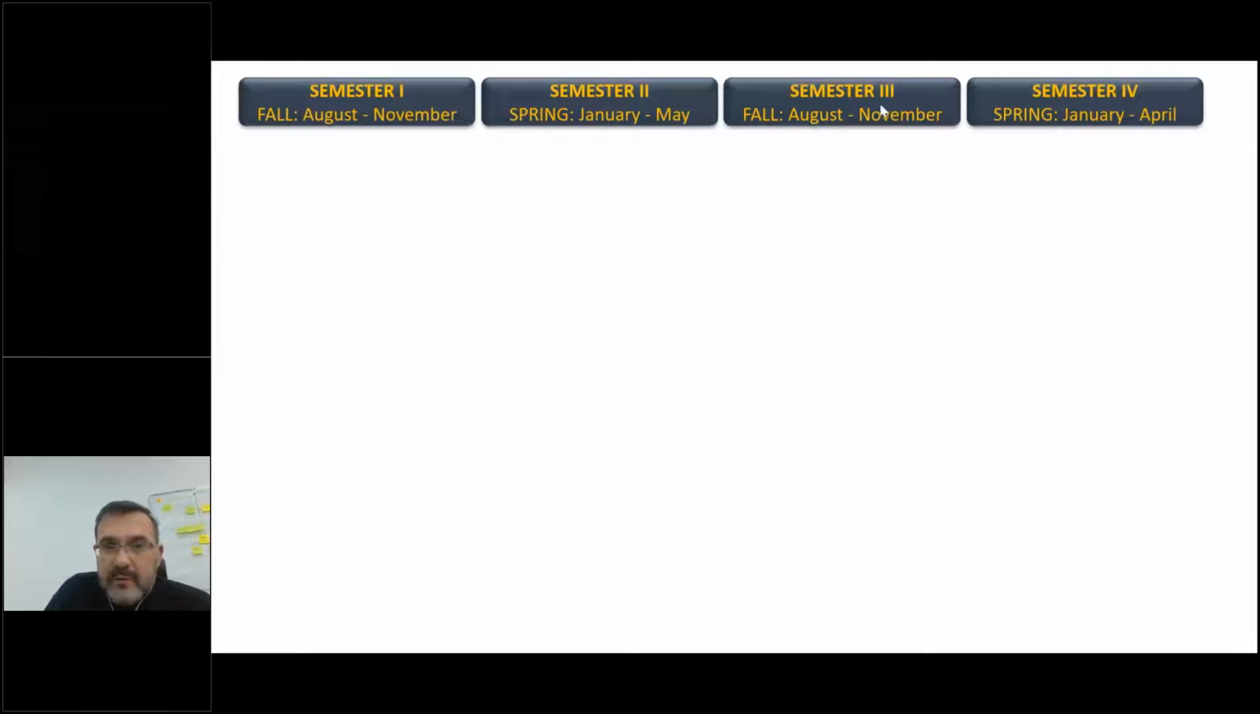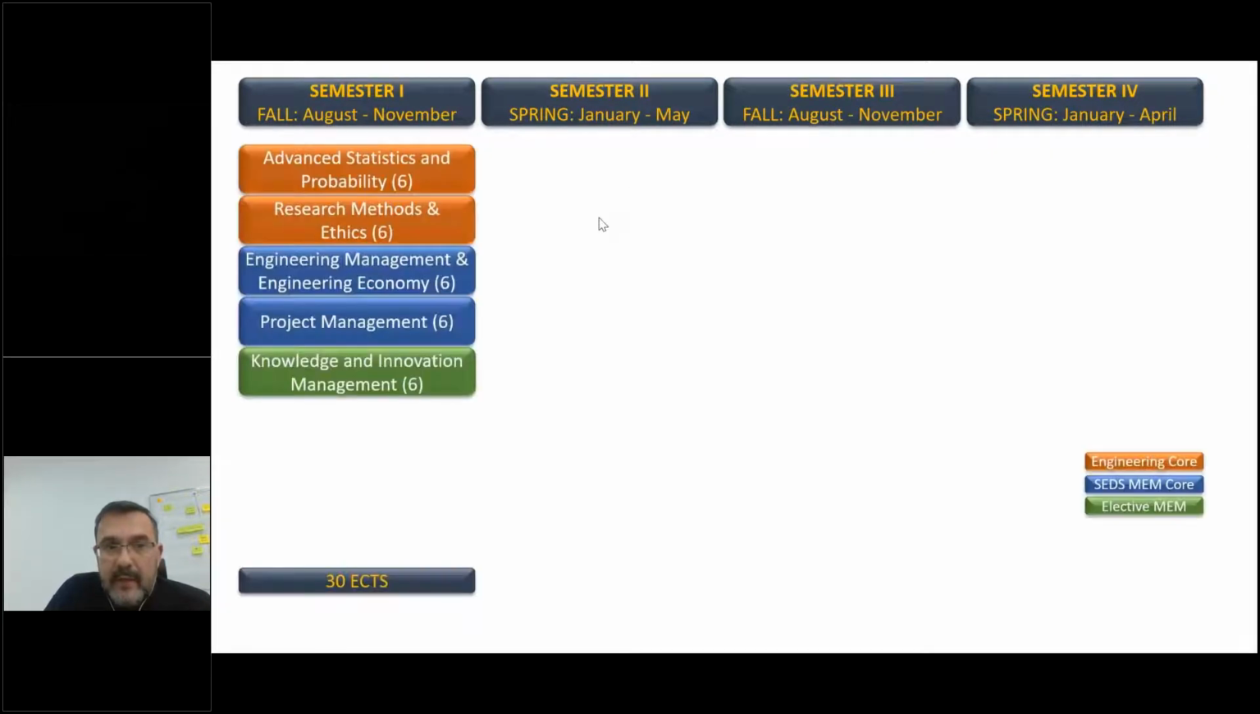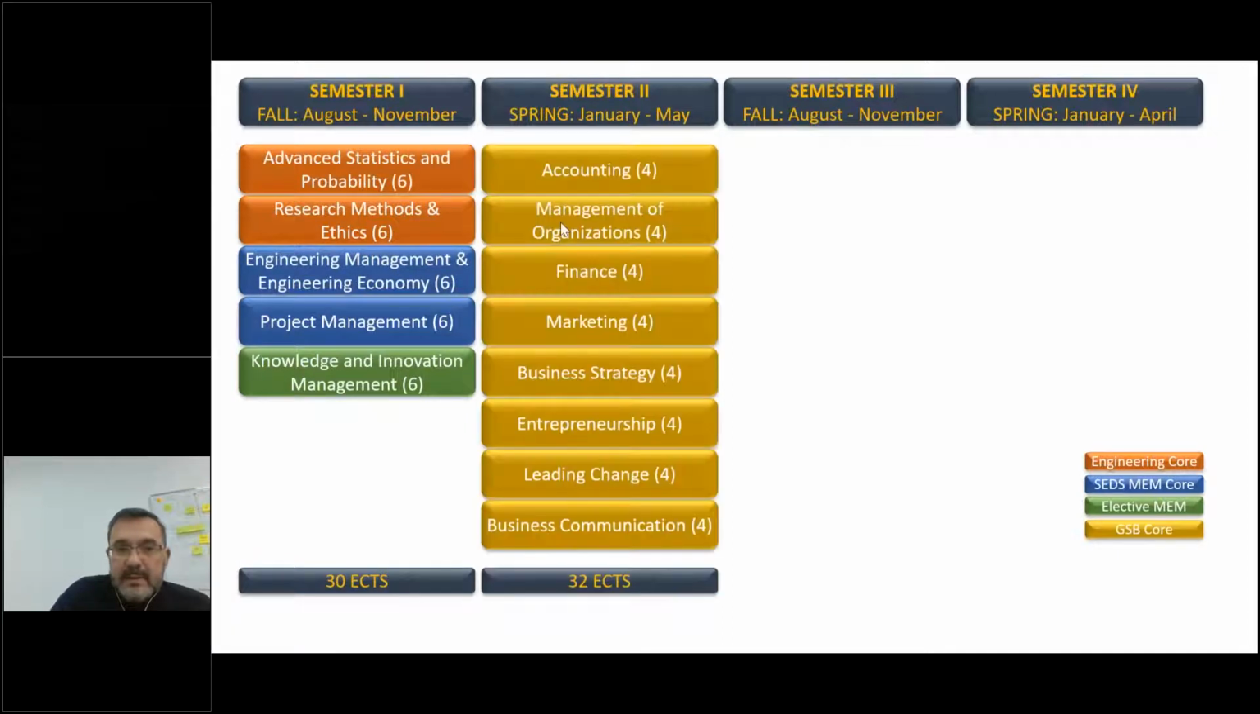So our program is structured in 4 semesters. The first semester is devoted to engineering courses. So there are core courses like advanced applied statistics and probability and research method and ethics. There are MEM core courses like engineering management and engineering economy and project management, and innovative elective courses like knowledge and innovation management. The second semester is fully devoted to graduate school of business courses.